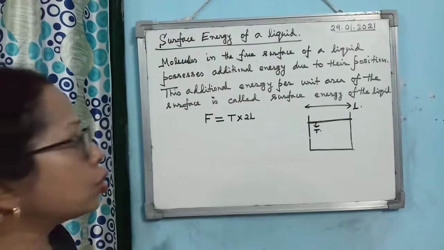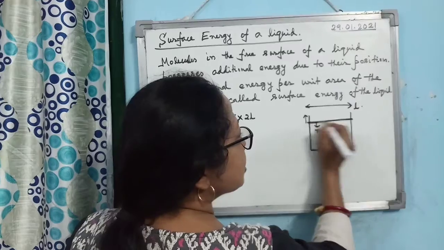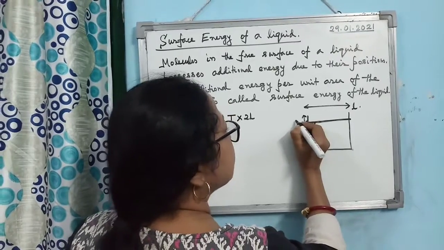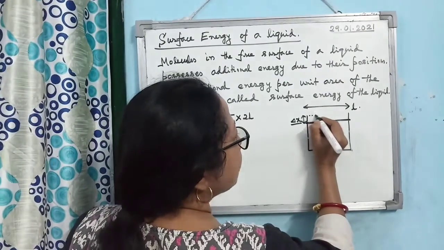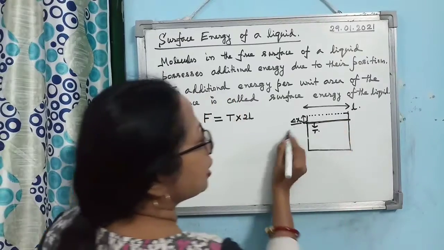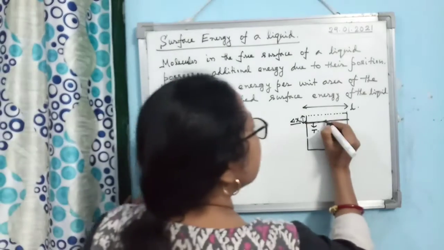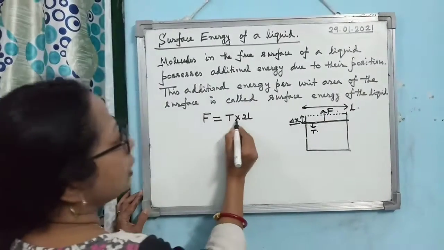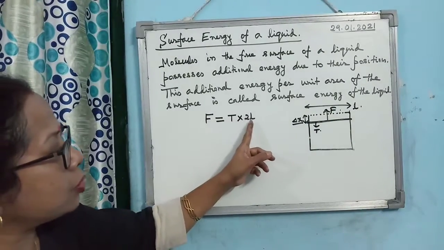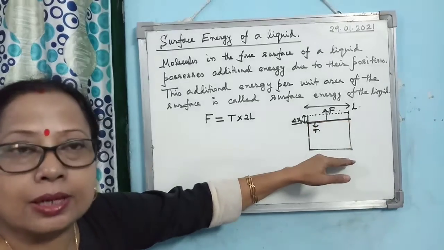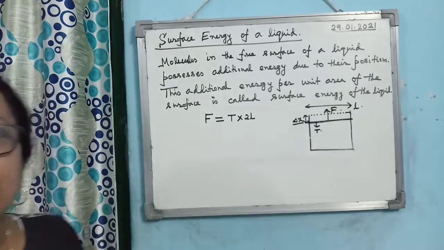Alright. So, suppose you want to take this movable string in the upward direction by a very small amount delta x. Means you want to displace it by an amount delta x. Then what do you have to do? You have to apply a force equal to T into 2L in the upward direction. Because this force T into 2L is actually acting in the downward direction, and you want to take it in the upward direction. So you have to apply the force F in the upward direction.